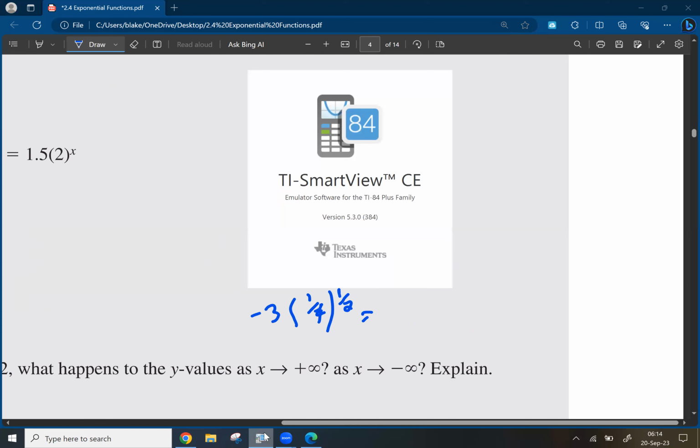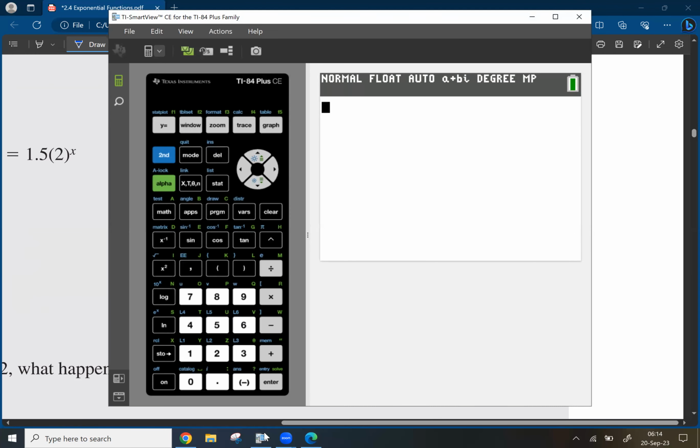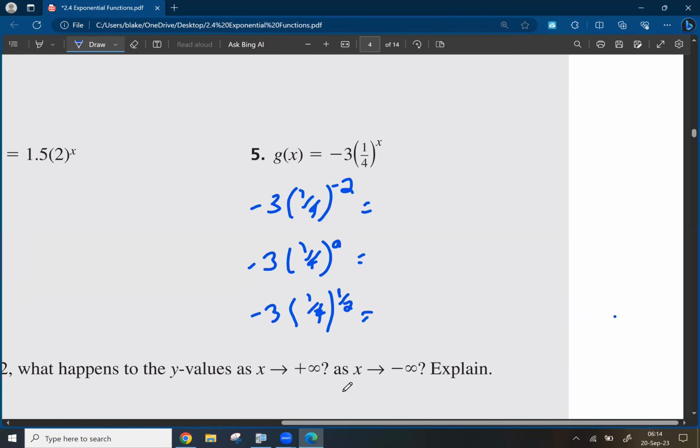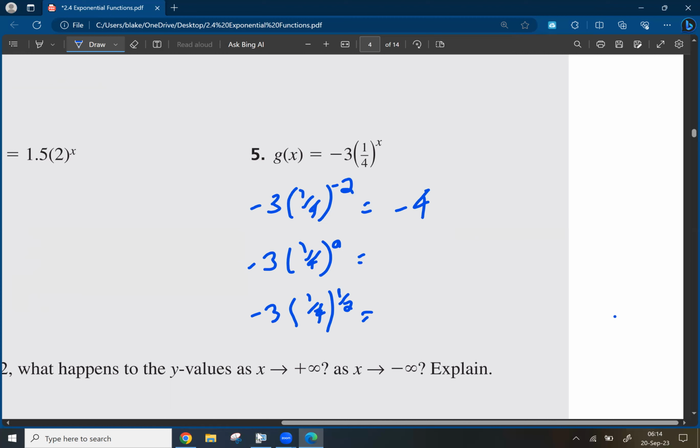So, rather than me using my in-person calculator here, just give it a second to load. All right. So negative 3 times 1 fourth to the negative 2 power. There you go. Negative 48. Yes. This one, negative 48.